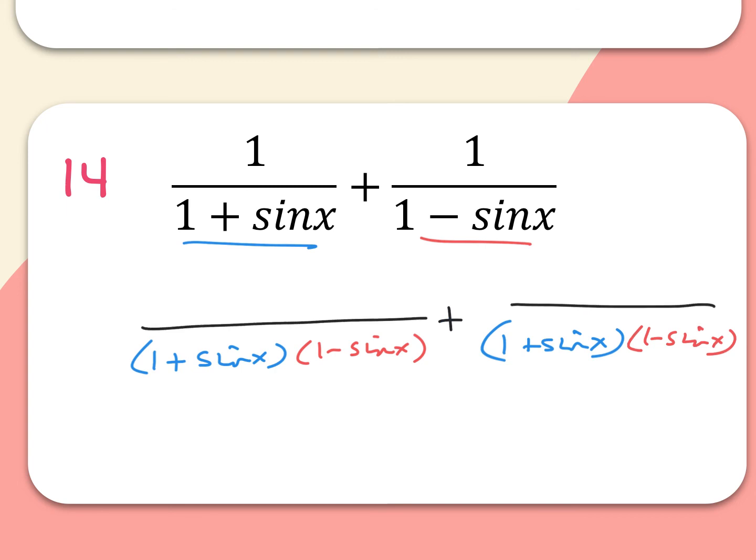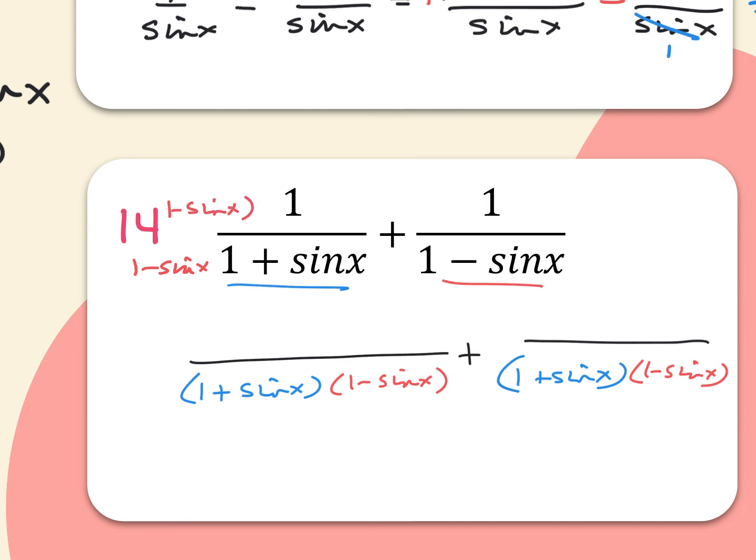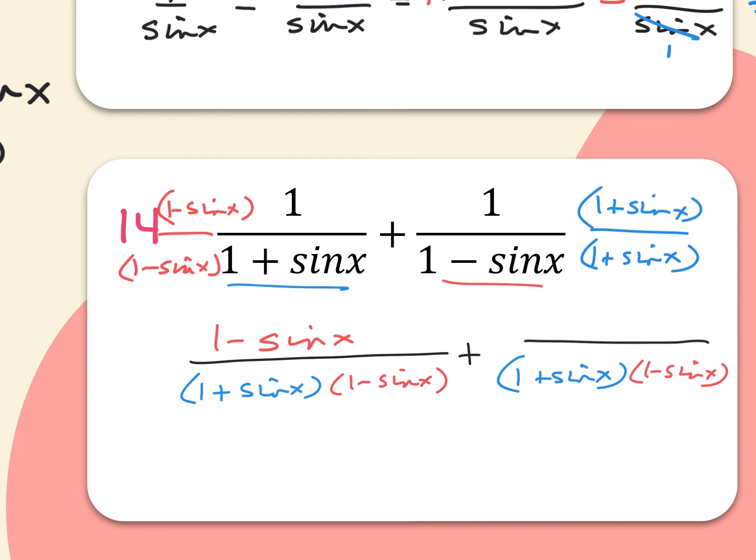And now I need to figure out what each one was missing. So this one was missing the 1 minus sine x. Whatever you're going to put in the denominator, you do in the numerator. So this becomes 1 times 1 minus sine x. And then over here, this one's missing the 1 plus sine x. Whatever you do to the denominator, do to the numerator.